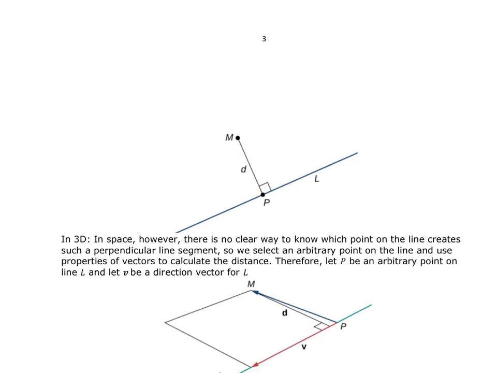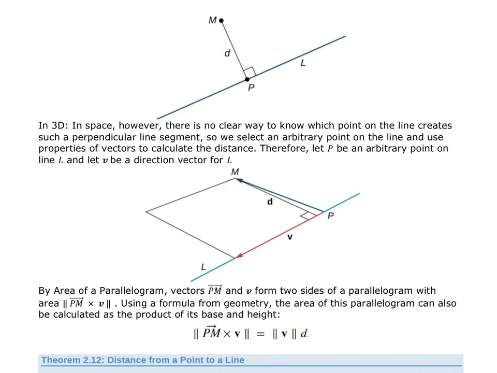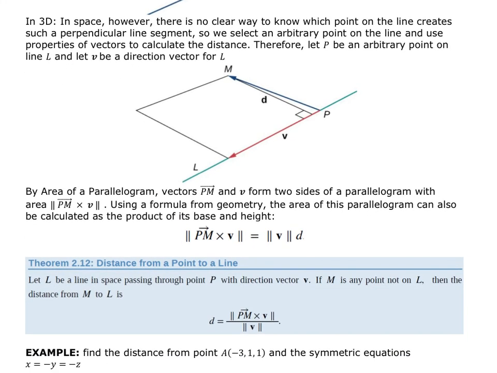Bam. In 3 space, there's really no clear way to know which point on the line creates a perpendicular line segment. So what we do is we select an arbitrary point on the line, and then we use the properties of vectors to calculate the distance. So let P be an arbitrary point on the line, and let V be a directional vector for L. That means it's going in the same direction.